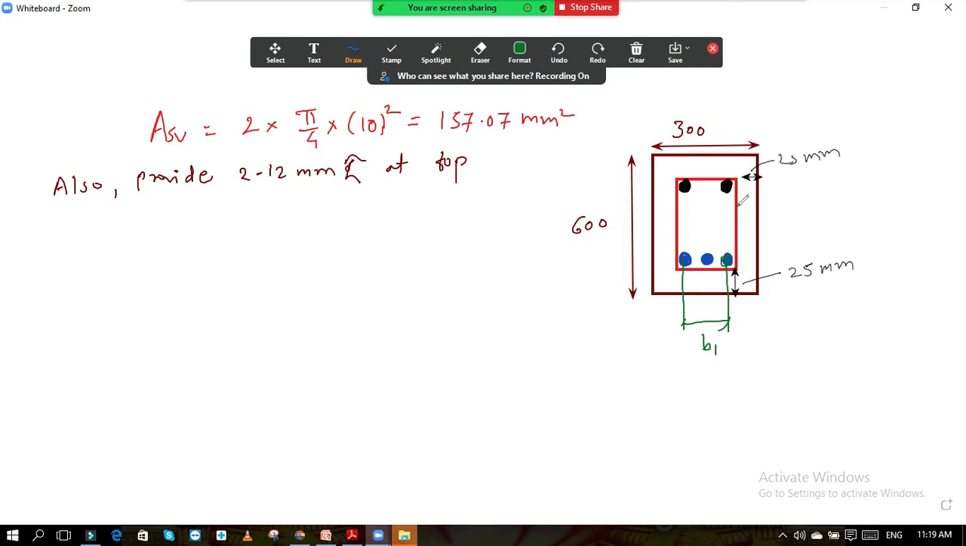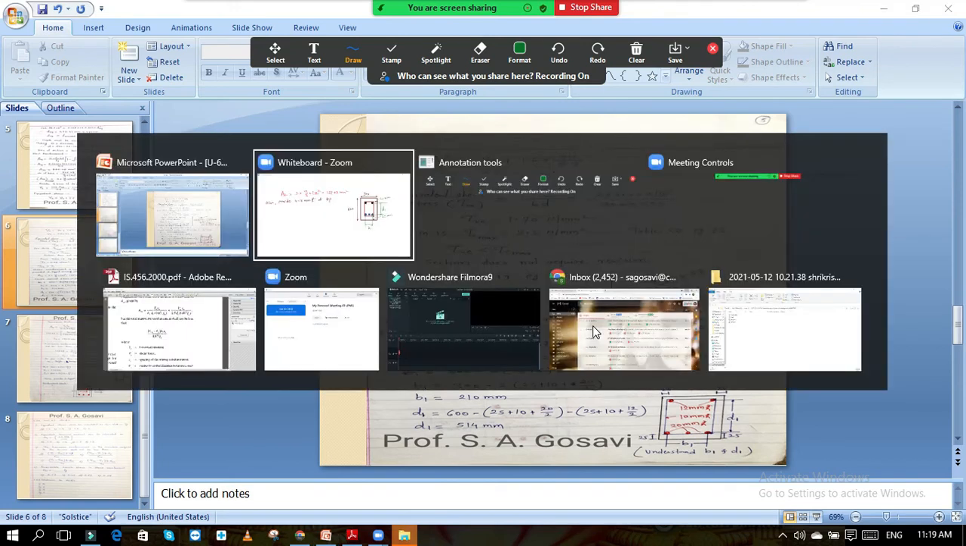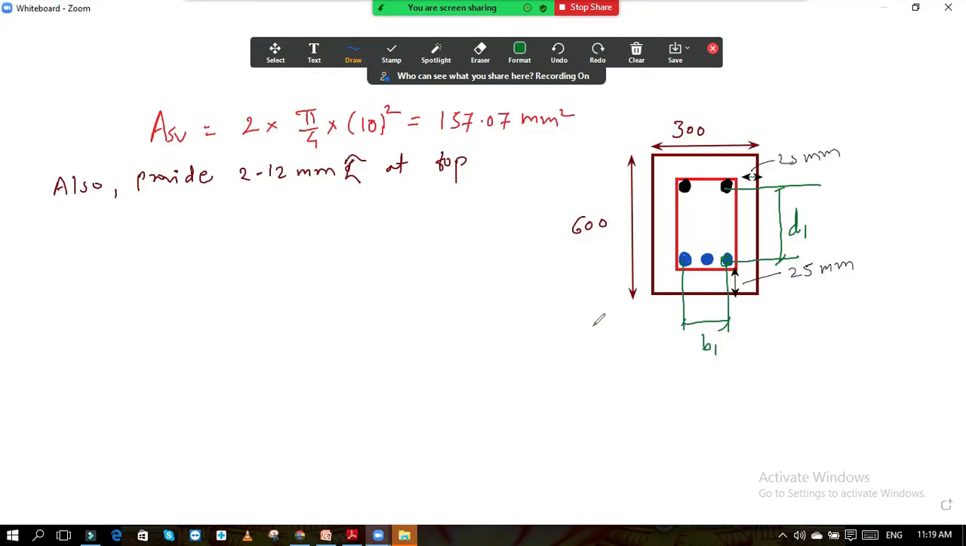Center to center distance. And what is D1? So from the center of this bar to the center of this bar in the direction of that, this distance is nothing but it is D1. Okay, this is B1 and D1. Okay, I hope now you are clear with this B1 and D1. So now I want to calculate these things. So here I will start.